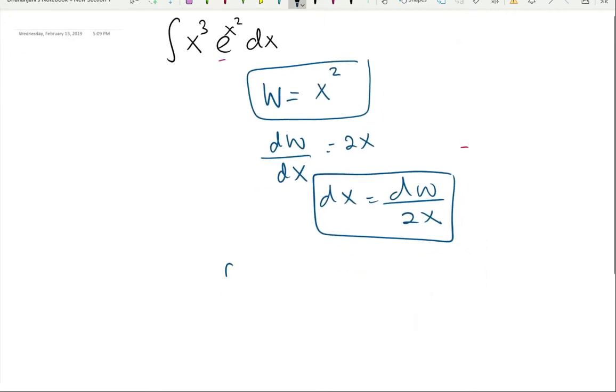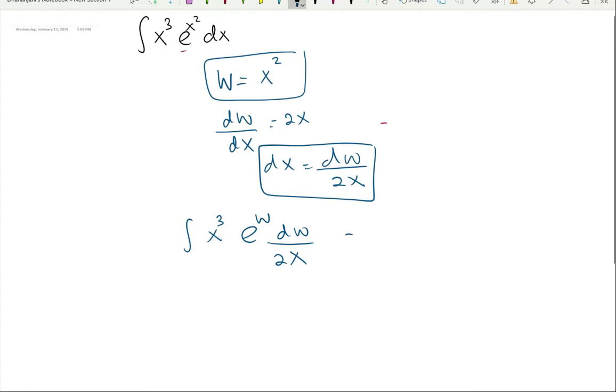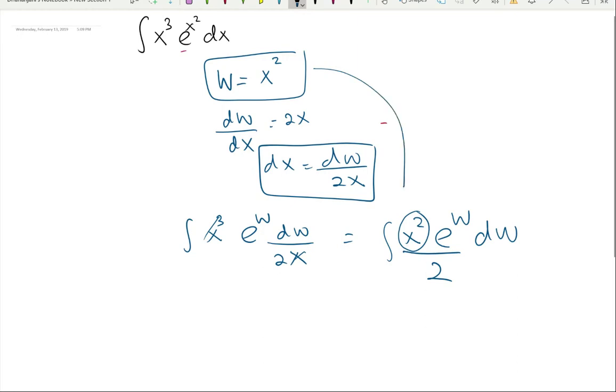So let's substitute. We have x cubed e to the w, and dx is dw over 2x. Now one x cancels out here definitely, right? So what we get is x squared e to the w dw over 2. Even though we used integration by substitution, we still have a problem because we didn't cancel out every x term. But x squared is actually w, right?